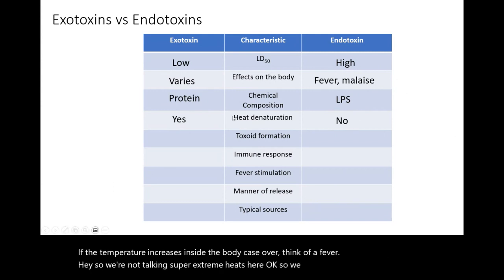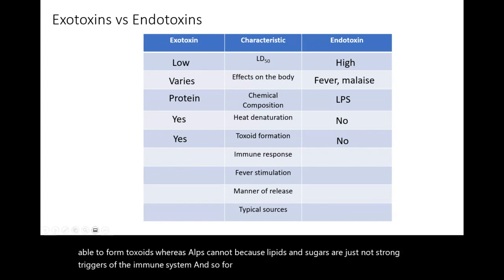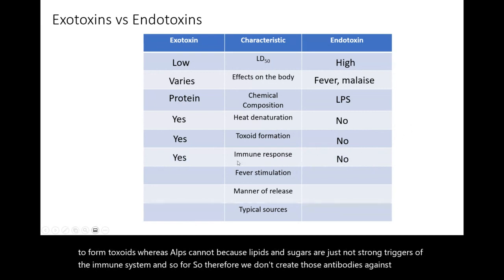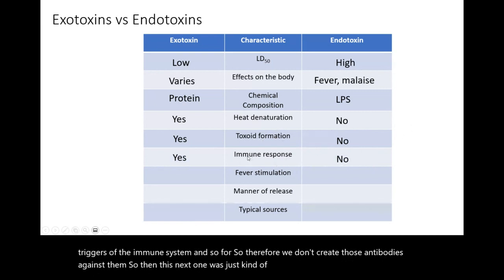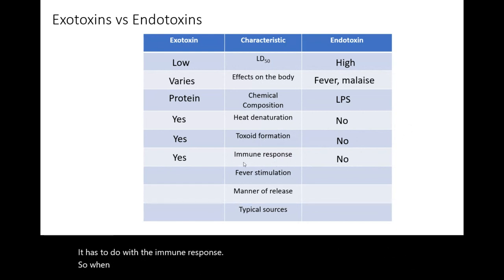So we did mention that exotoxins are able to form toxoids, whereas LPS cannot, because lipids and sugars are just not strong triggers of the immune system, and so therefore we don't create those antibodies against them. Okay, so then this next one was just kind of redundant because toxoid formation has to do with the immune response. So when it comes to fever stimulation, would it make sense for a protein to stimulate a fever?